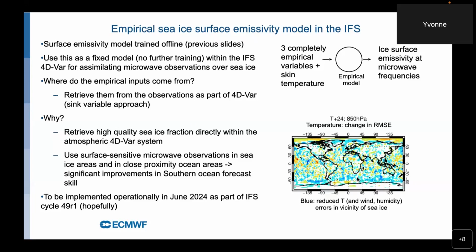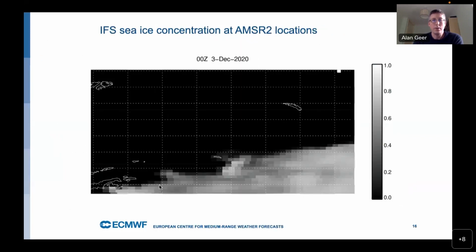Great, thank you. So around the sea ice, we're reducing this. That's what the blue colors indicate. We're reducing the temperature error in 850 hectopascal temperature over the first few days. And this has progressed far enough that it's part of the candidate 49R1 cycle of the IFS, hopefully to be implemented next year. And just some pictures to show you how this is working.